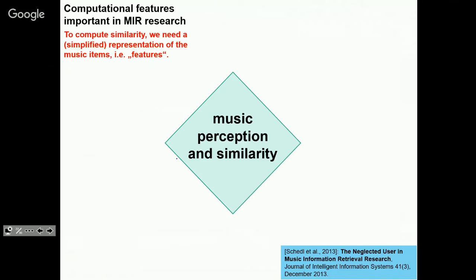In order to be able to compute some kind of similarity between the representations of music items, we need some kind of computational features that represent at least some aspects of the music under consideration. There are different ways to define this, and there are many different facets or aspects that influence how we perceive music and also how we perceive similarity between music.